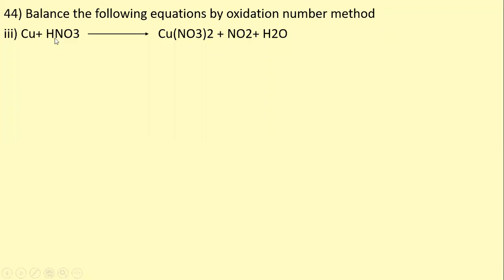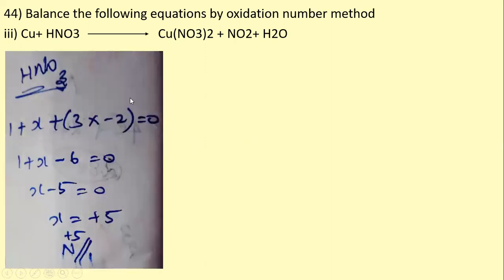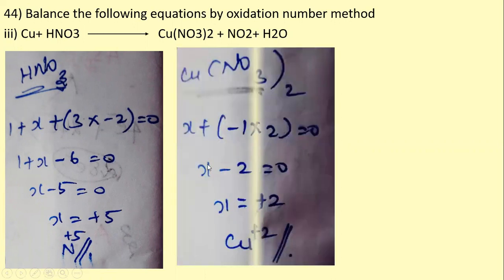See, now comes question number 44, copper with nitric acid. Here also, first we have to calculate the oxidation number. In HNO3, for this nitrogen I'm keeping as X, so that we get +5 oxidation state. And now you see in this copper nitrate, the nitrate is considered to be a single compound, okay, because it is enclosed in a bracket. So now the nitrate will have the oxidation state of -1.